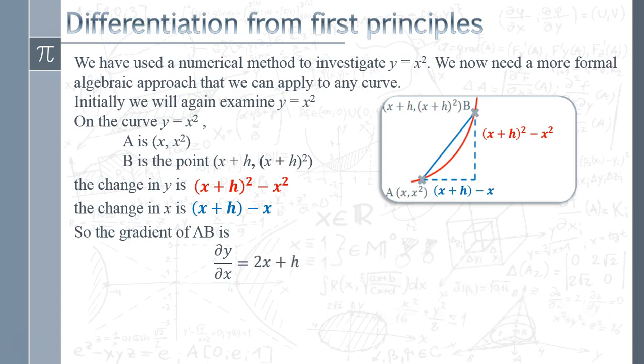But what's happening with the h? Well, what's happening is we've got our change in y over change in x is that, and then we say, well, as h becomes smaller and smaller, h tends to 0. So essentially what we're going to do is move this point up the curve like this.